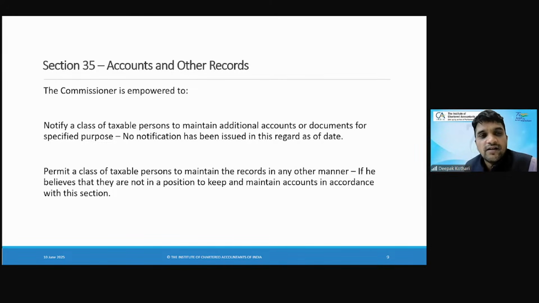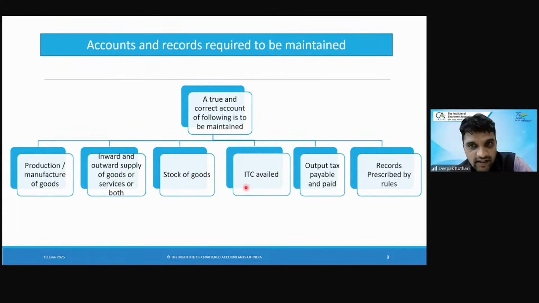हिंदी में भी बोलिए. हाँ, पवन, कमिश्नर के पास पावर है. फर्स्ट तो हमको ये जो रिकॉर्ड्स है वो मेंटेन करनी पड़ेंगी. आपके जो प्रोडक्शन के रिकॉर्ड्स है वो मेंटेन कीजिए. फिर आपके इनवर्ड एंड आउटवर्ड सप्लाई उसके रिकॉर्ड्स मेंटेन कीजिए. फिर जो गुड्स है उसके स्टॉक रिकॉर्ड्स मेंटेन कीजिए. फिर इनपुट टैक्स क्रेडिट, जो आपने इनपुट टैक्स क्रेडिट अवेल किए हैं उसके रिकॉर्ड्स. फिर आउटपुट टैक्स जो आपको पेएबल है, मतलब आपके सेल्स रिकॉर्ड. और फिर जो भी स्पेसिफाई रूल्स में कुछ भी उनके अलावा बोलते हैं तो उसको भी मेंटेन करना पड़ेगा. तो ये 5 तो आपको इमीडिएटली कंफर्म सबको मेंटेन करना पड़ेगा.